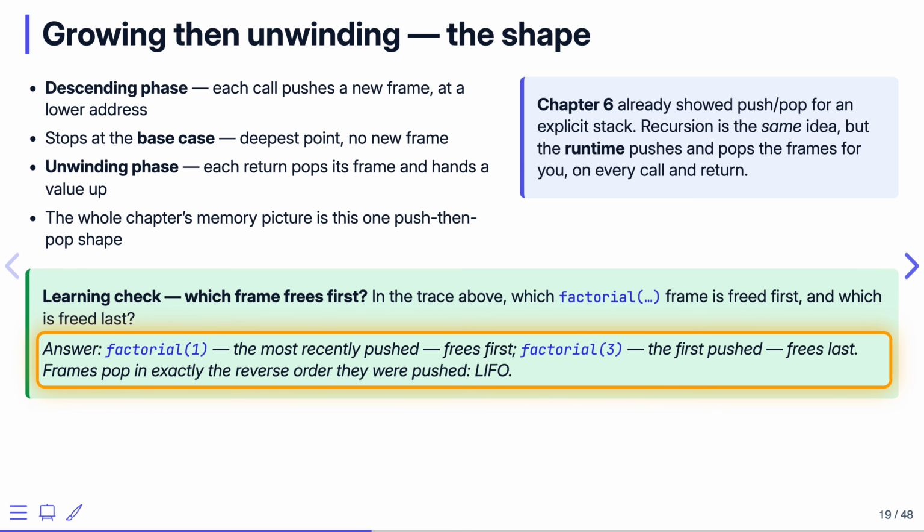Factorial of 1 was pushed last, so it frees first. Factorial of 3 was pushed first, so it frees last. Frames pop in the reverse order they were pushed. That is last in, first out.